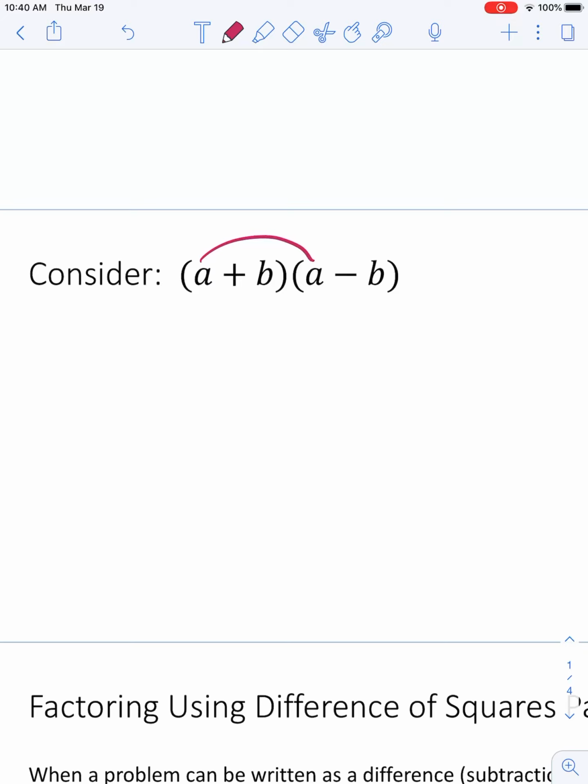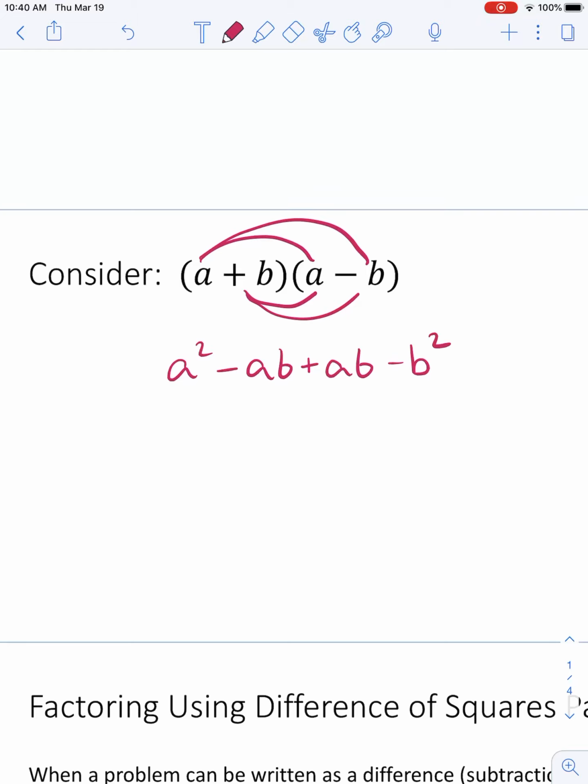So I'm going to distribute. A to a gives me a squared. A to negative b gives me a negative ab. Positive b to a positive a is going to give me a positive ba, or I can actually call that ab because we can reorder multiplication. So I'm going to call it ab. And then positive b to negative b gives me a negative b squared.